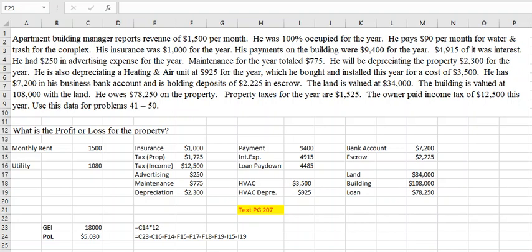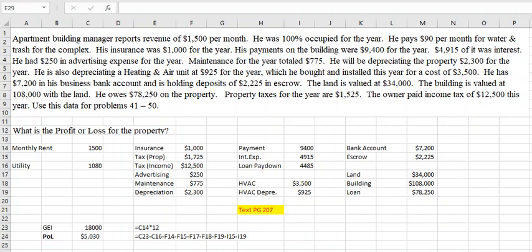What is the profit or loss for a property where the building manager reports $1,500 per month of revenue? The property was 100% occupied for the year, so there's no credit loss, no vacancy. He pays $90 per month for water and trash utilities. So annualized, there's a total utility cost of $1,080.